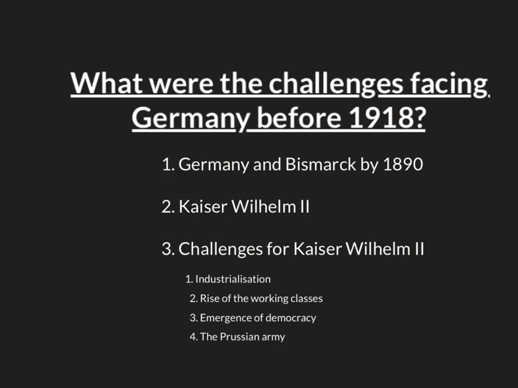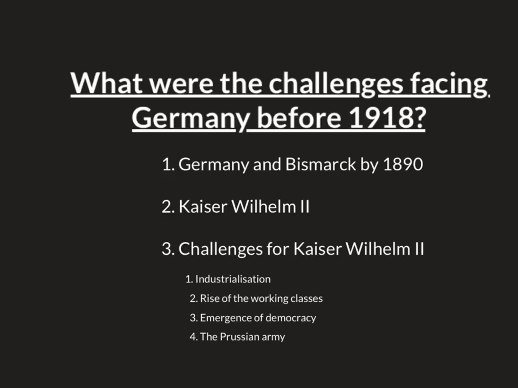We'll see a change take place at that time, the very start of our period, because the accession of Kaiser Wilhelm II to the throne in 1888 sees a clock put on Bismarck, and Wilhelm II dismiss him in 1890 and start to take Germany in a very different direction.